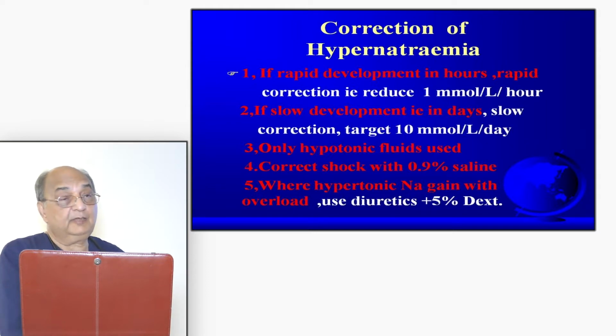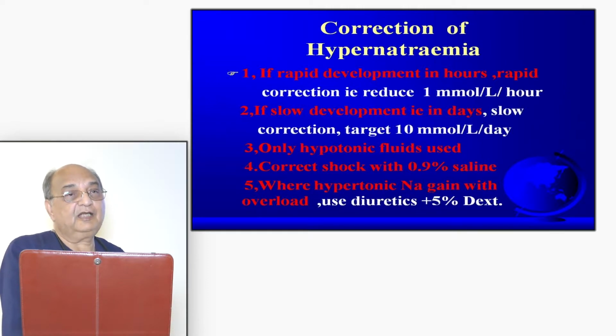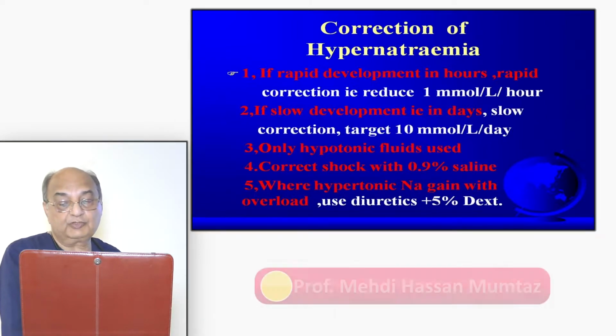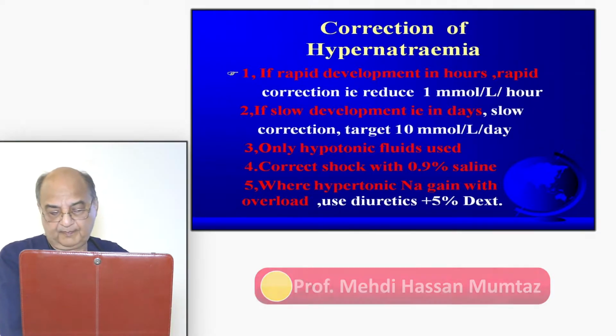Then only hypotonic fluid should be given, because if you give hypertonic, that will increase the osmolarity. Where hypertonic sodium is gained with overload, use diuretics plus 5% dextrose. That we'll discuss later on.